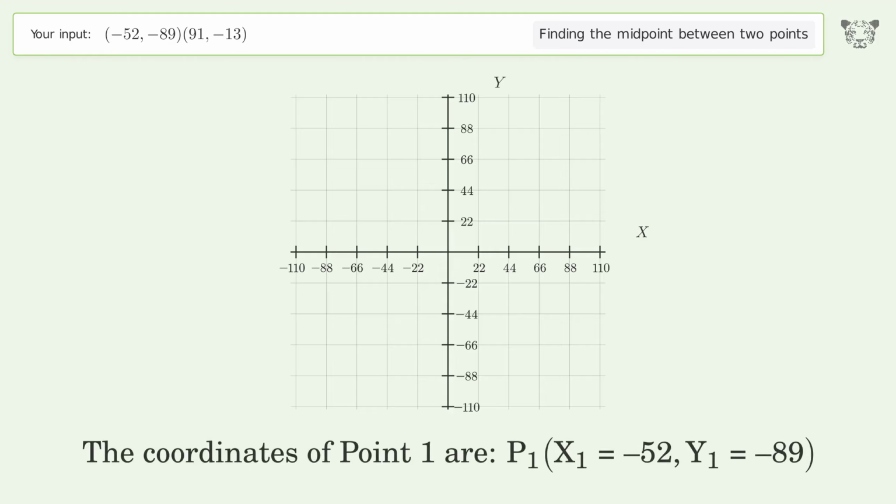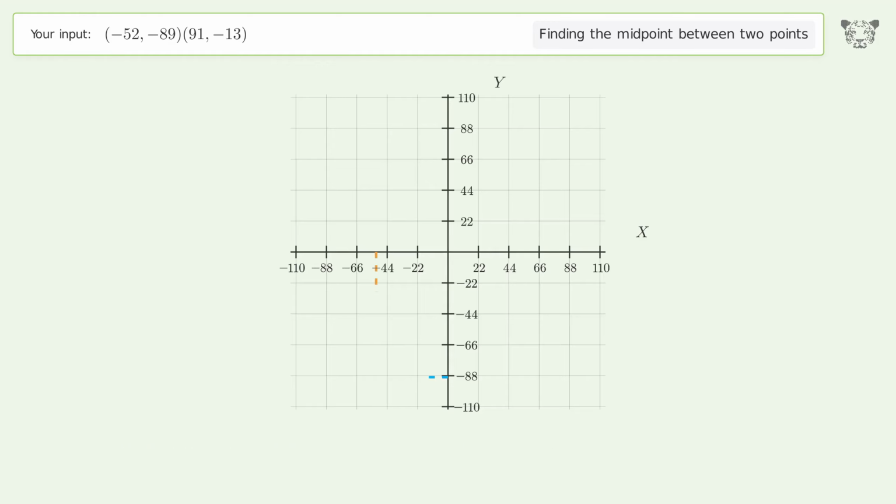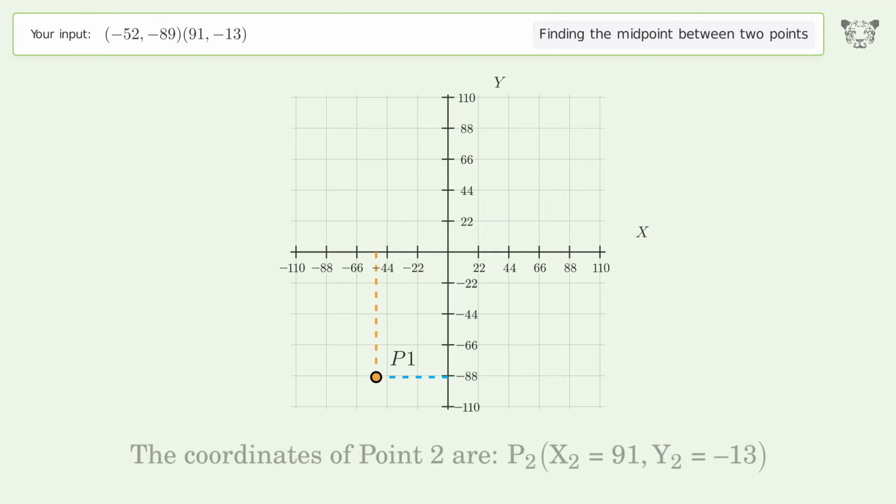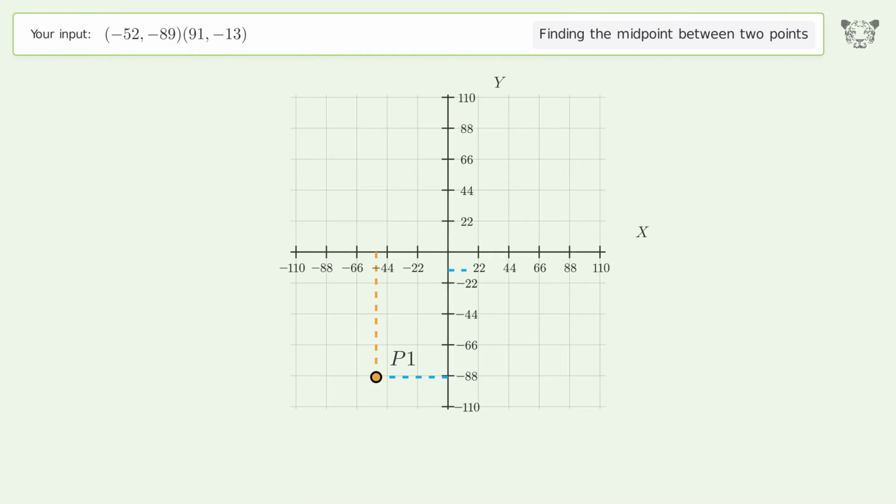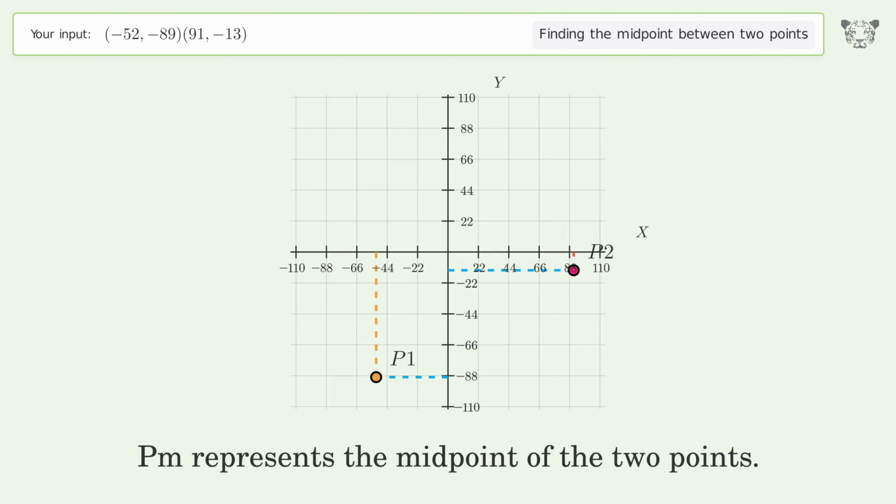The coordinates of point 1 are, x1 equals -52, y1 equals -89. The coordinates of point 2 are, x2 equals 91, y2 equals -13. PM represents the midpoint of the 2 points.